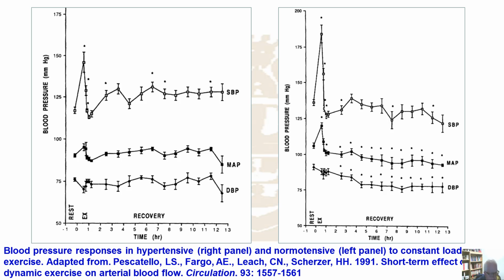That the mean arterial pressure in the hypertensive individual is about 100, and in the normotensive it's about 90. So the normotensive individual has a lower blood pressure compared to the hypertensive. If we look at systolic blood pressure, remember systolic blood pressure is related to systolic volume at the heart, and we look at our hypertensive individual, we're looking at around about 125, and if we look at our normotensive individual, again we're looking at about 125.